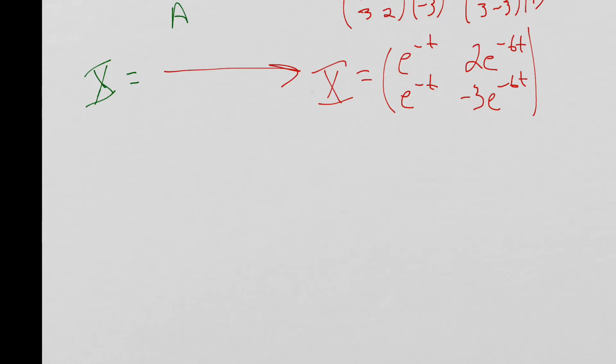Next layer of your anti-set is to find the derivative of the fundamental matrix. So find X prime with respect to time. You just differentiate each individual piece with respect to time. So go ahead, pause, and do that.